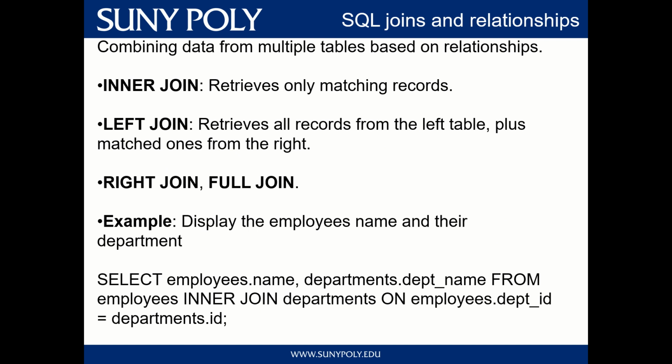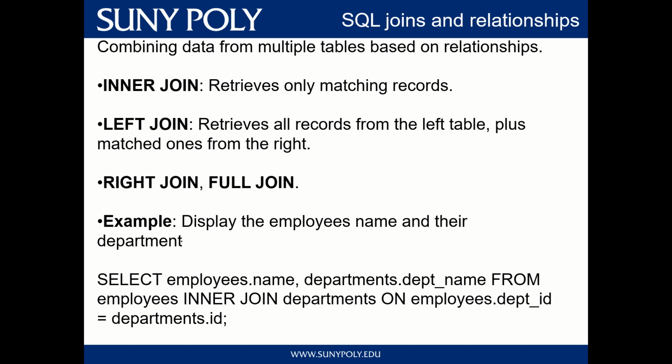Joins are used to combine tables in order to get some information, to compute some metrics or statistics. We might have an inner join, which retrieves only the matching records, or a left join, right join, full join. That will change which records are going to be retrieved from the left or from the right. For example, the left join retrieves all the records from the left table plus the matching ones from the right.